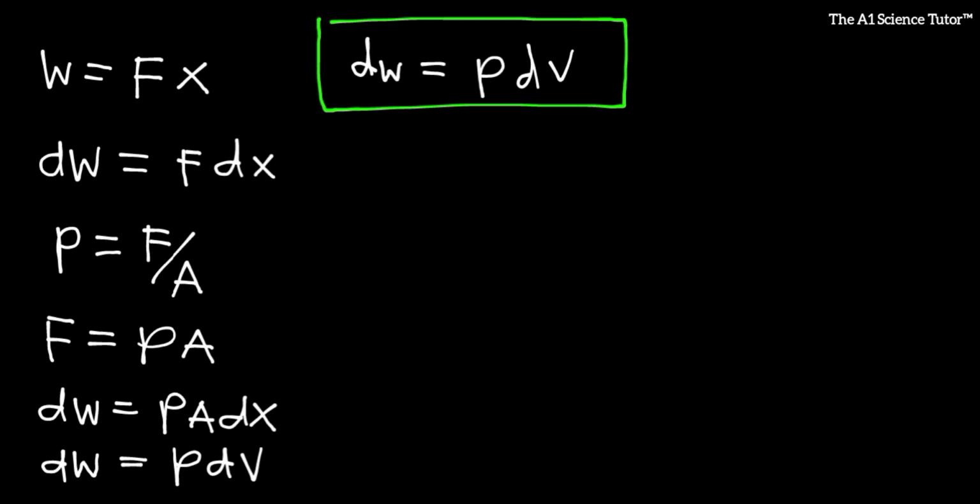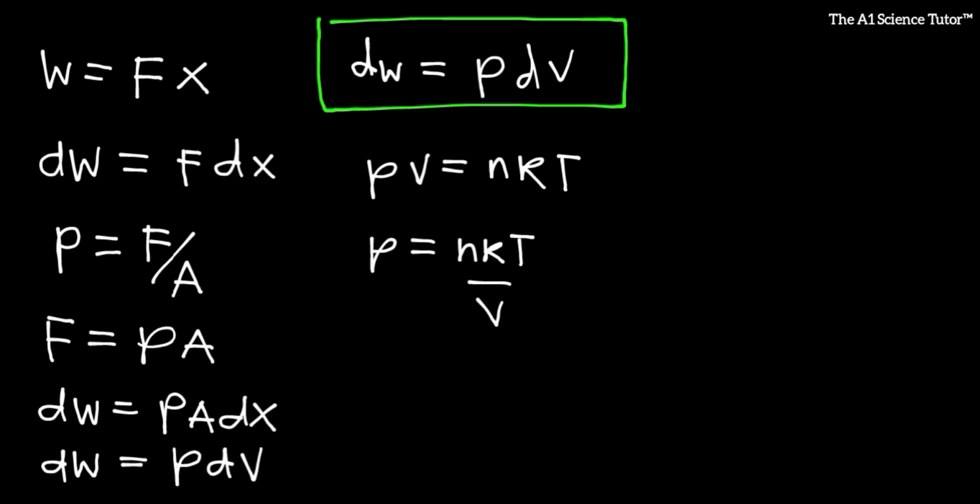Now, the next thing we're going to do, we need to take the ideal gas equation. We know that PV is equal to nRT. So if I wanted to make P the subject, that is going to be nRT divided by V. So what I'm going to do is take this and plug it in as P in the original equation.